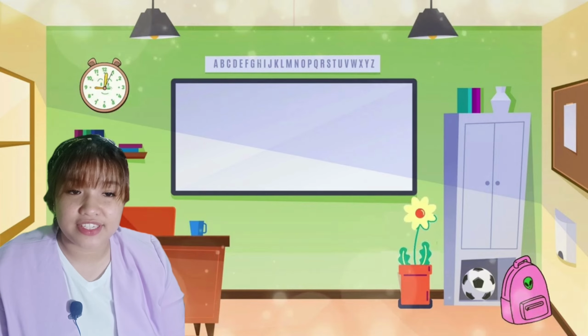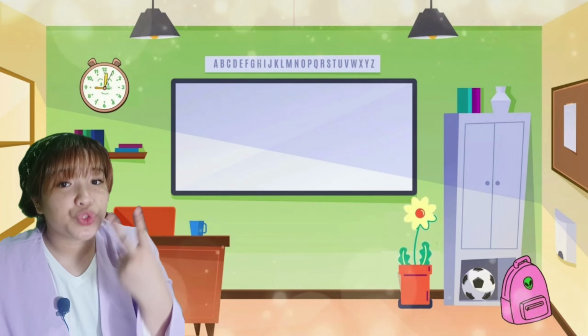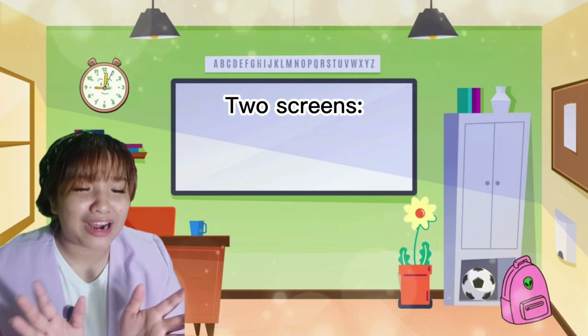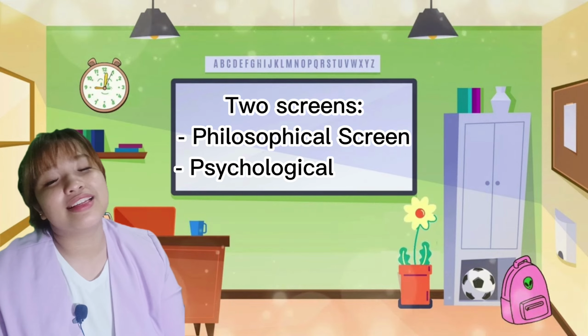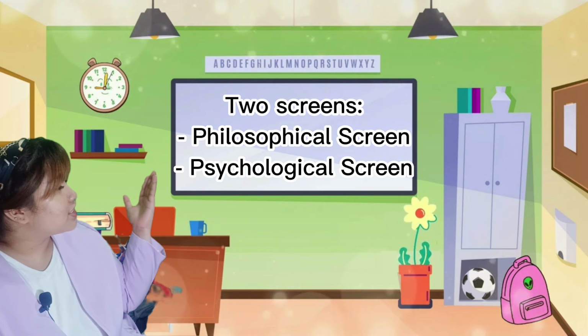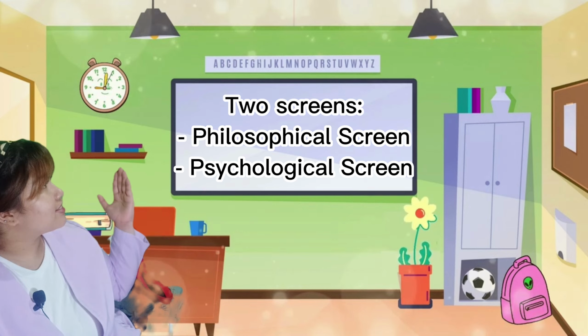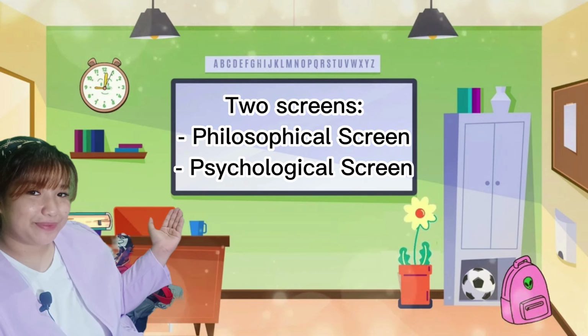After identifying numerous general objectives, the planners refine them by filtering them through 2 screens. So what are these screens? These are the philosophical screen and the psychological screen. Now, Tyler's model of curriculum development.